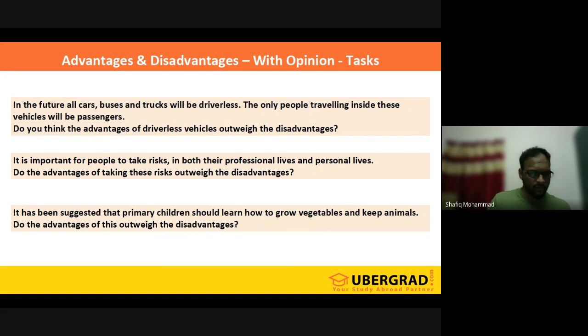Vardhan is saying, okay, the prevalence of driverless vehicles in the future, where passengers exclusively occupy cars, buses, and trucks, raises the question of whether the benefits of autonomous transportation surpass its drawbacks. Okay, good. Surpass, autonomous is a great vocabulary, Vardhan. Then, however, I firmly believe that advantages of driverless vehicles outweigh the potential disadvantages.